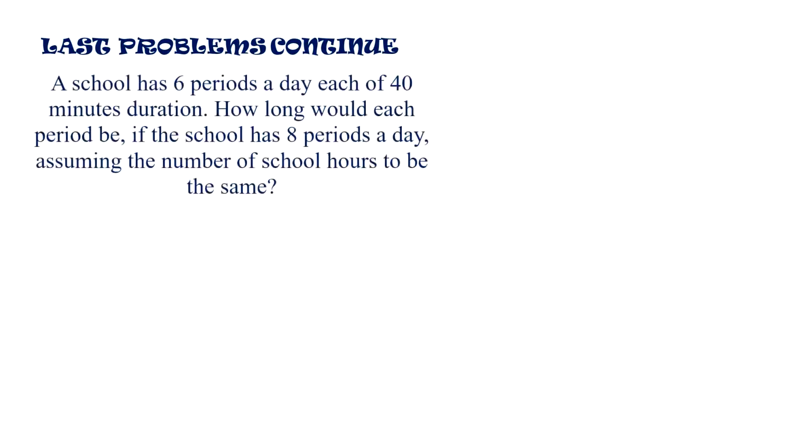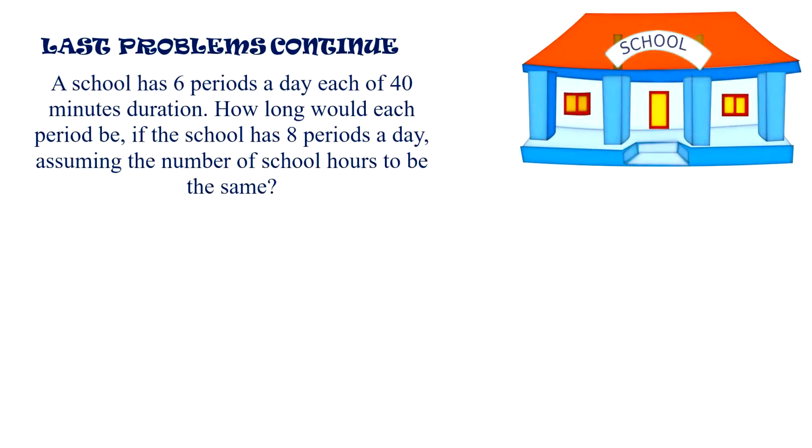This is the last question. A school has 6 periods a day, each of 40 minutes duration. How long would each period be if the school has 8 periods a day, assuming the number of school hours to be the same?